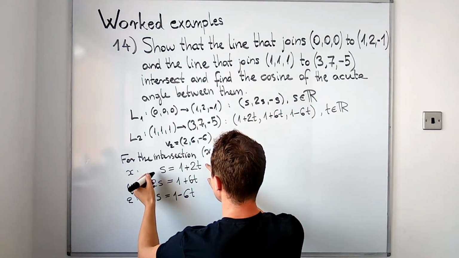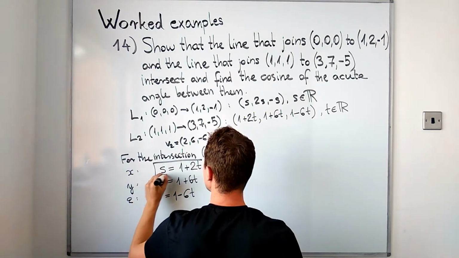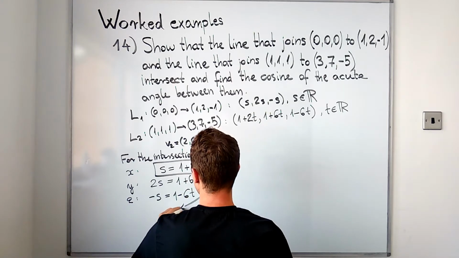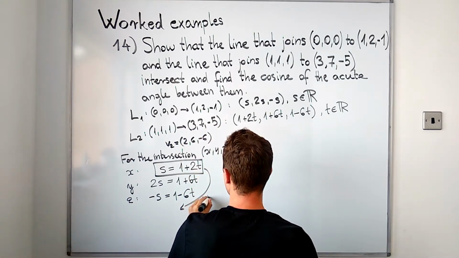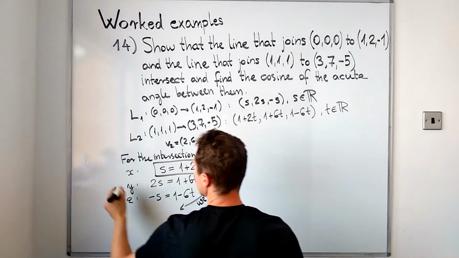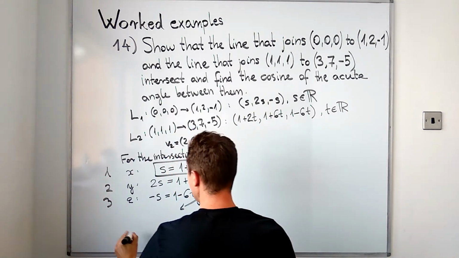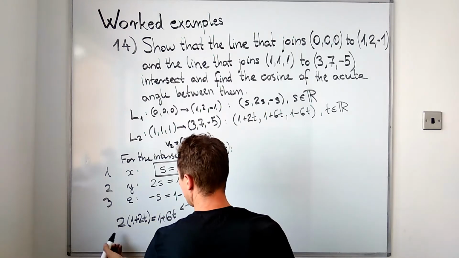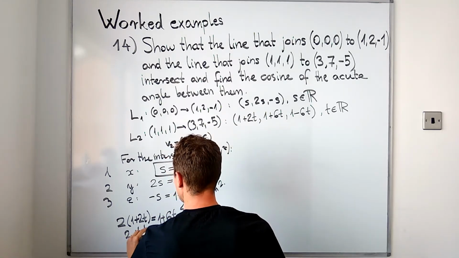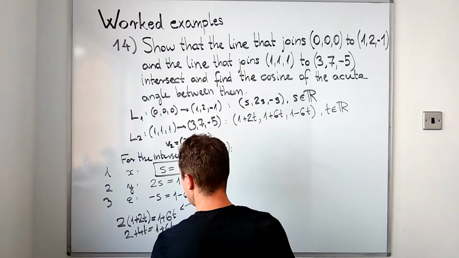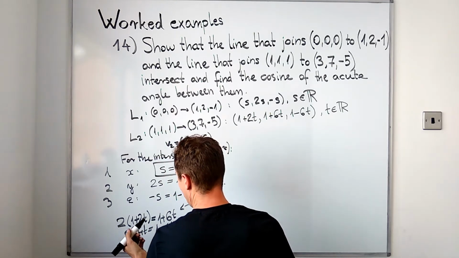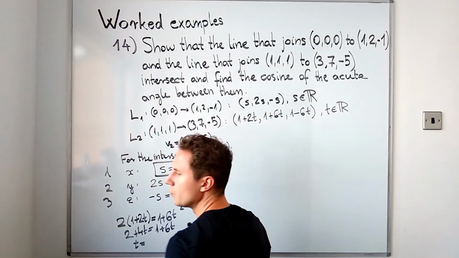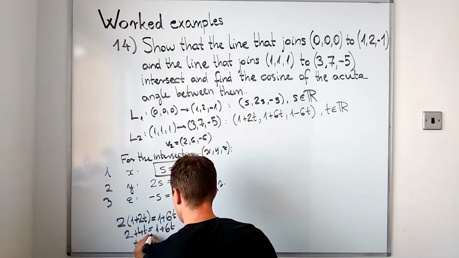From the first equation, we have s already expressed by t, saying that it's 1 plus 2t. If we use that in the second equation, we get twice 1 plus 2t equals 1 plus 6t. So from this we get 2 plus 4t equals 1 plus 6t. That means that 2t is equal to 1. So t is equal to a half.